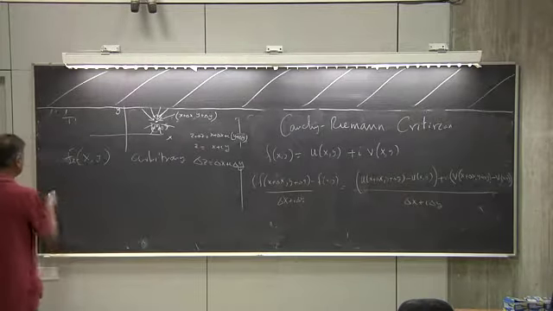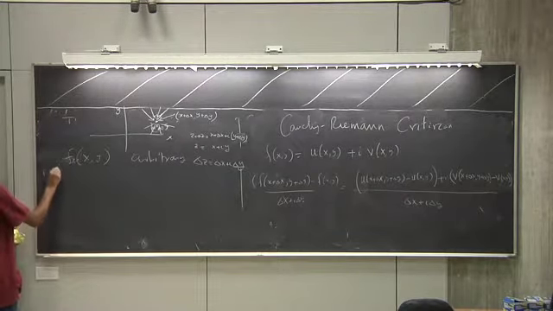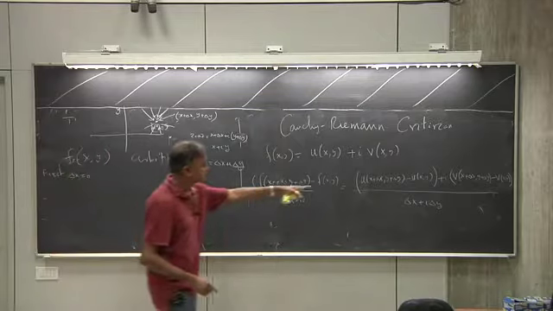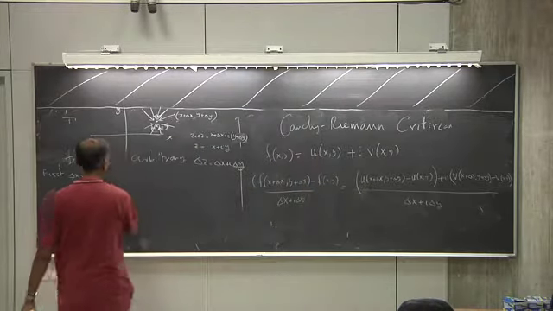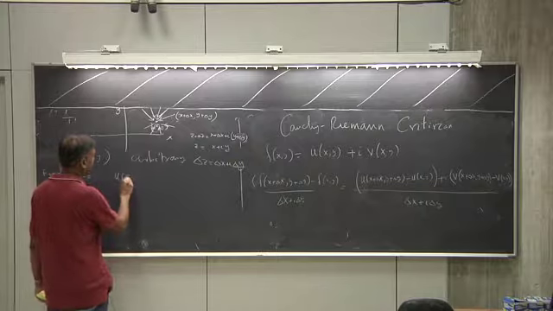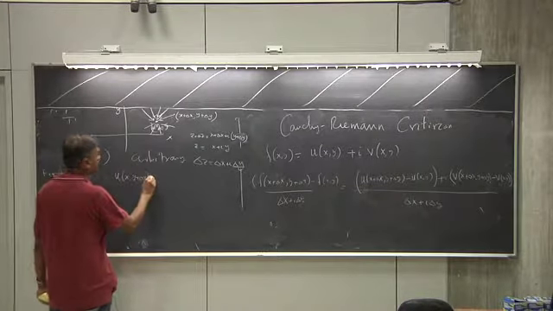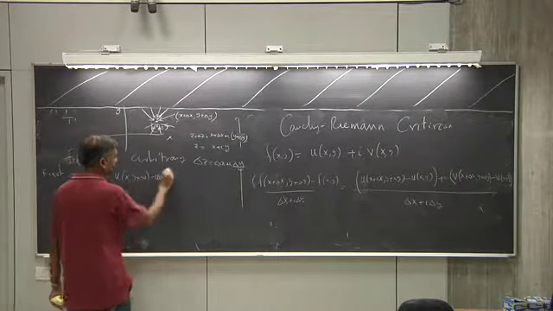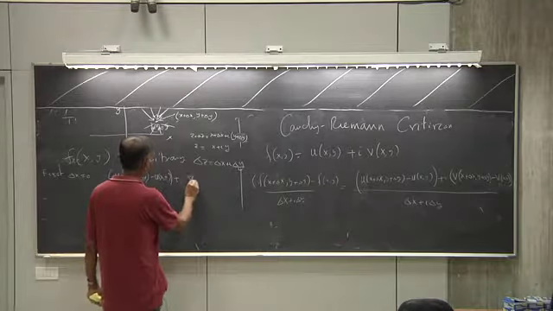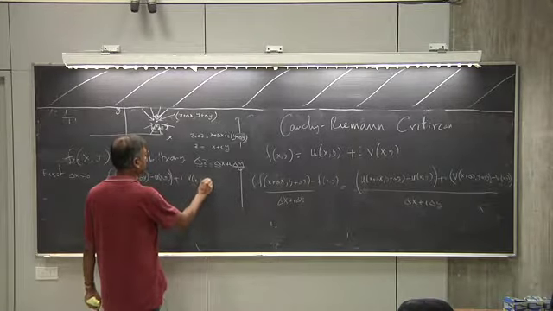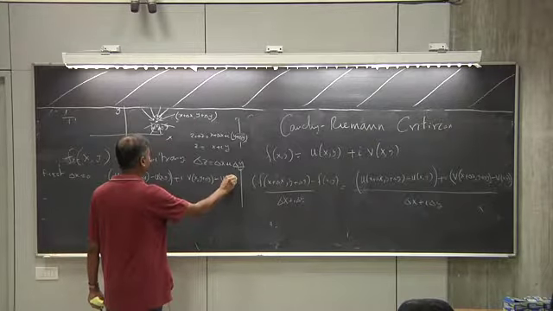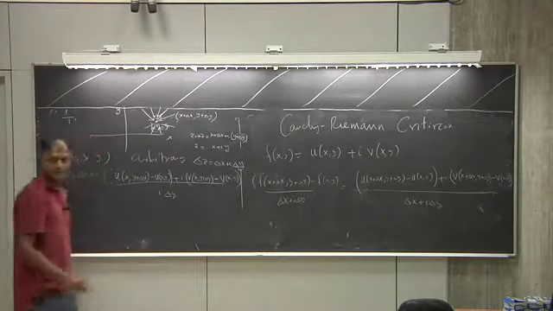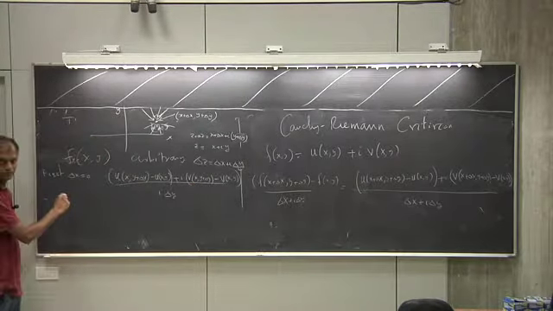So first I set delta x equal to 0 in this, and then I take delta y goes to 0. When I set delta x equal to 0, this numerator simply becomes u of x comma y plus delta y minus u of x y, plus i times v of x comma y plus delta y minus v of x y, divided by i delta y. And then I take the limit delta y goes to 0.